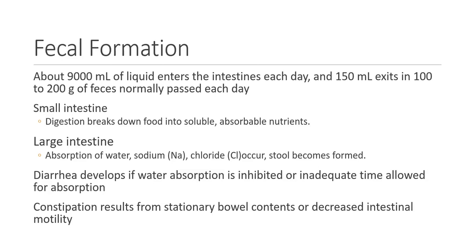Diarrhea develops if water absorption is inhibited or inadequate for the time allowed for absorption, so it's moving through faster. Constipation results from stationary bowel contents or decreased intestinal motility. There are nerve endings in your intestines that move food or the feces forward, and if this is inhibited or not occurring, then constipation can happen.